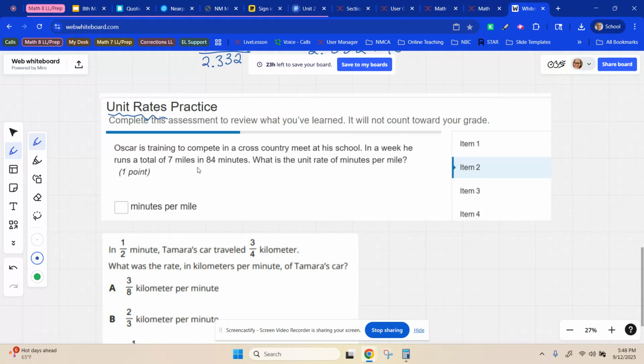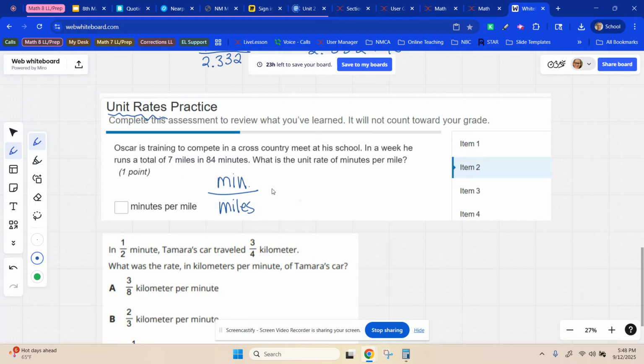So this problem says Oscar is training to compete in a cross-country meet at his school. In a week, he runs a total of 7 miles in 84 minutes. What is the unit rate of minutes per mile? This problem wants me to make a rate with the number of minutes in the numerator and the number of miles in the denominator. Okay, so I'm going to take the numbers they give me.